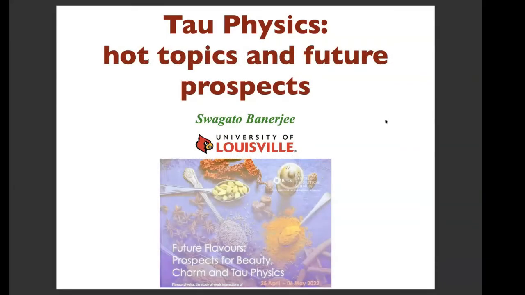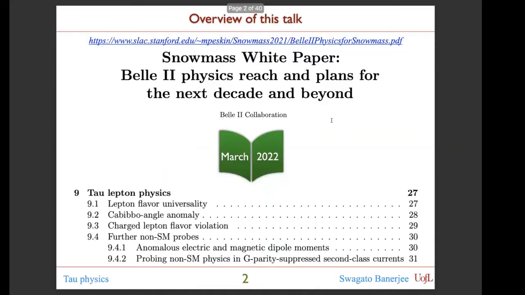So this is my overview of my talk. This mostly follows the SNOWMASS white paper on the physics reach at Belle II, and I will be focusing on this section on tau physics. The topics that are highlighted are lepton flavor universality, the Cabibbo angle anomaly, charged lepton flavor violation, the electric dipole moments of the tau, and the second class currents.